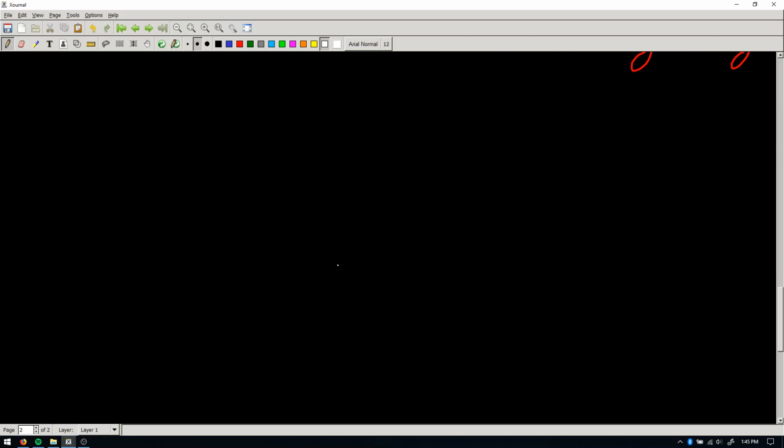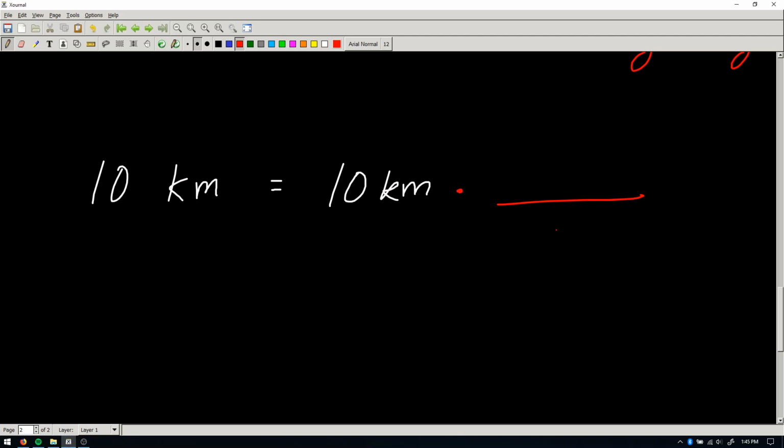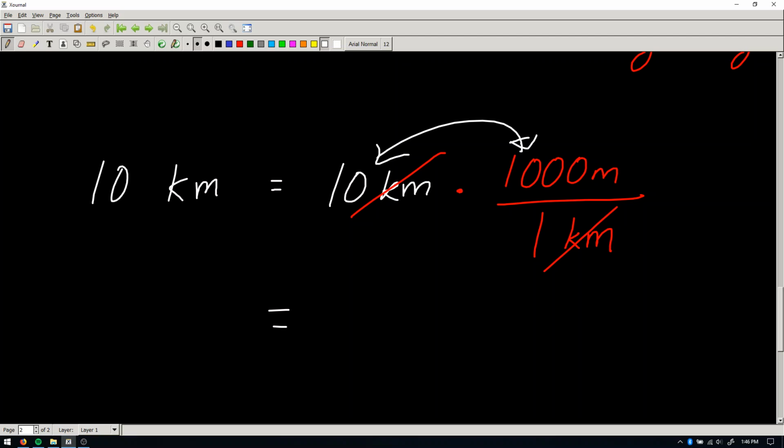Okay, so let's try converting, let's say we've got 10 kilometers. 10 kilometers equals 10 kilometers, and the conversion factor will be 1,000 meters per 1 kilometer. Now if I want to convert back to meters, which is the SI unit, I would have kilometers on top and on the bottom, because then they would cancel each other. Basically what I'm doing here is I'm multiplying 10 by 1,000. That's the operation that I'm applying here.